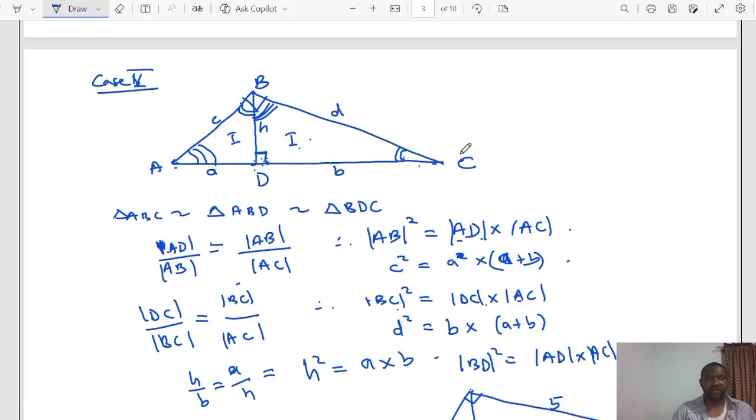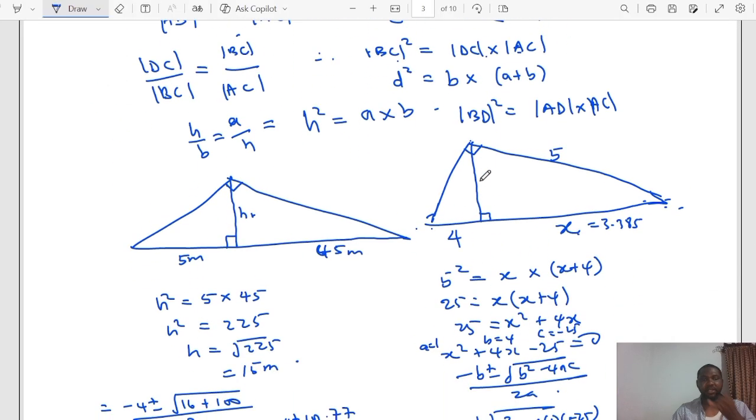So I've shown you case 1, case 2, case 3, case 4, case 5. So that will be it for today.